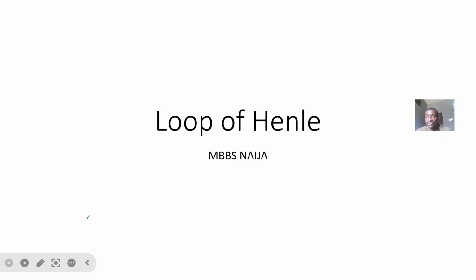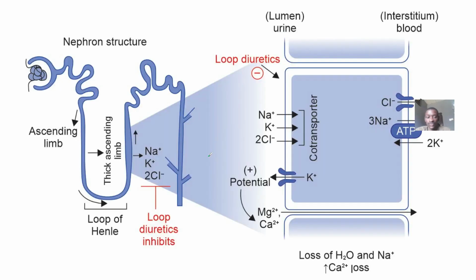The renal discussion. This is what is known as the loop of Henle. So we'll discuss the loop of Henle and see how we can actually make progress on this. The loop of Henle is just a part of the nephron. It's part of the nephron structure.